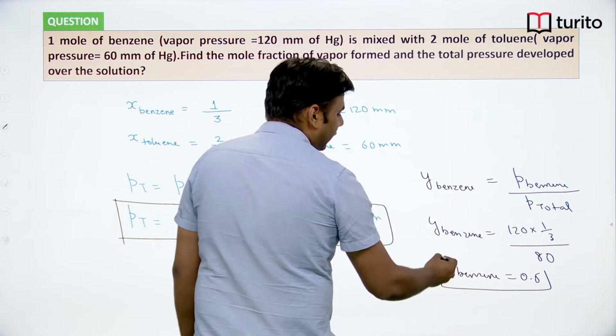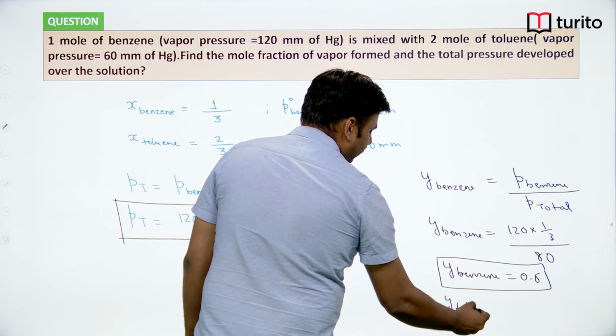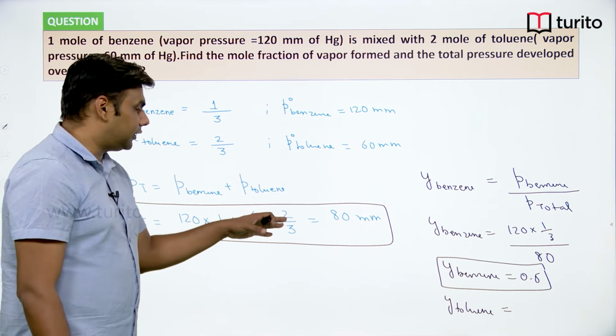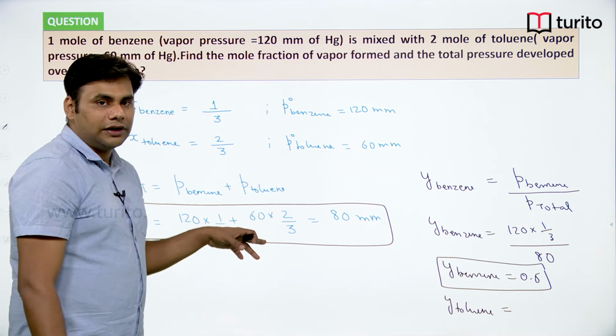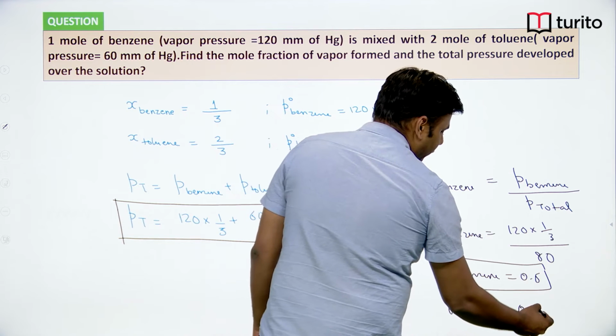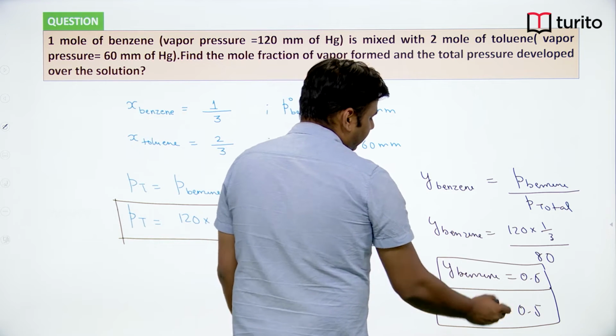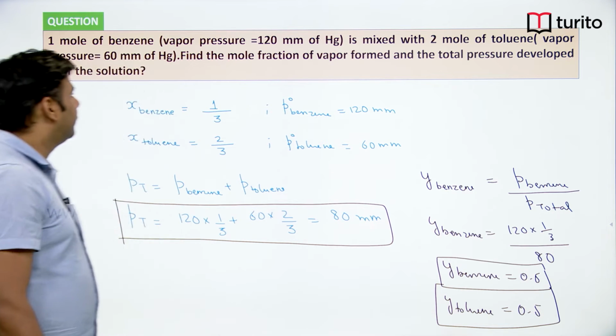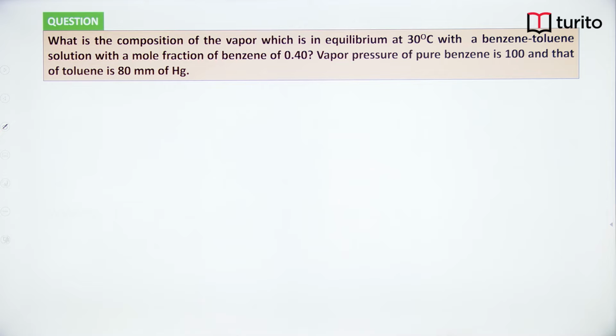Similarly, we can calculate Y toluene, the mole fraction of toluene in vapor phase. This would be pressure of toluene upon total pressure. So the pressure exerted by toluene would be 2 by 3 into 60, that is 40, and 40 by 80 is again 0.5. Also we know that the sum of their mole fractions would be 1. So this is the answer. This is a direct application of the formula that can be asked in JEE Mains, but generally the question becomes trickier. So we will see other aspects of the question as well. I hope you have written this question and taken this snapshot quickly. So just read this question.